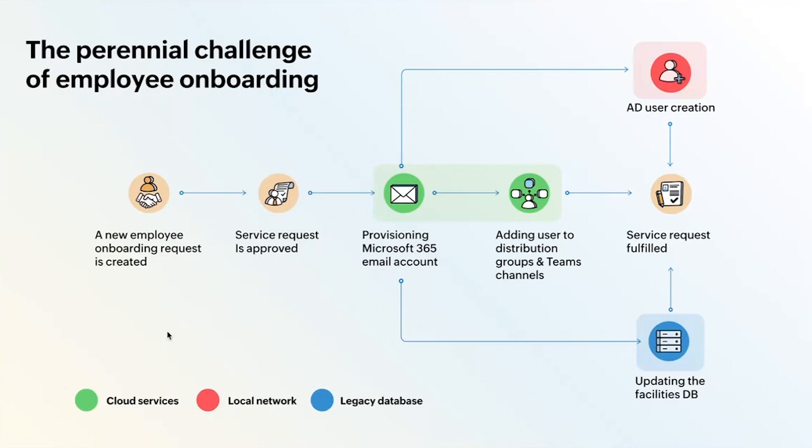In this use case, we are going to do a couple of tasks. One is provisioning a Microsoft 365 email account. I also want to create this user in the on-premise AD and make sure that they are provisioned to the Microsoft Teams channel. Finally, we also have a legacy database which also needs to be updated with the new user's details. I'm going to automate that as well using Zoho Circuit, and we'll see that in action in a while.